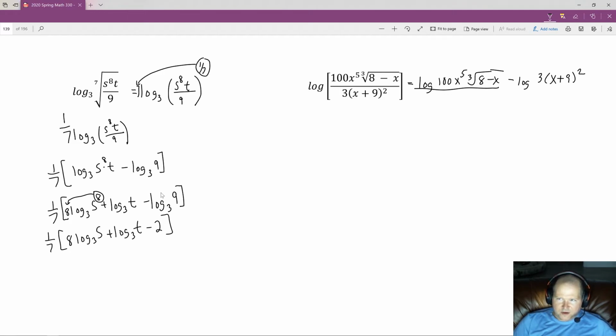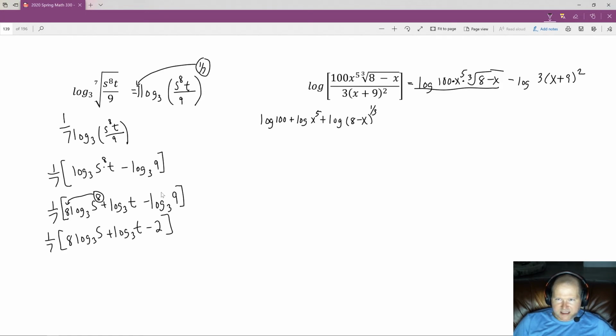So let's simplify. So the first one is log. Now, we have 100 times x to the 5th times a cube root of 8 minus x. So there are 3 different factors here, right? There's multiplication there, and there's multiplication here. So we end up with log of 100 plus log of x to the 5th plus log of cube root. I'm just going to rewrite this as 8 minus x, but instead of a cube root, that index is going to be the denominator, 1/3. Just skip a little step there.